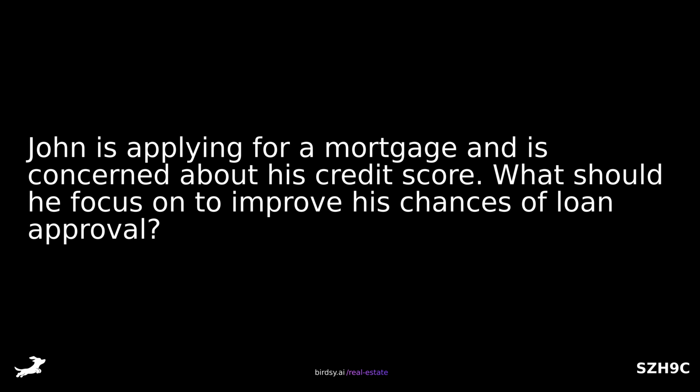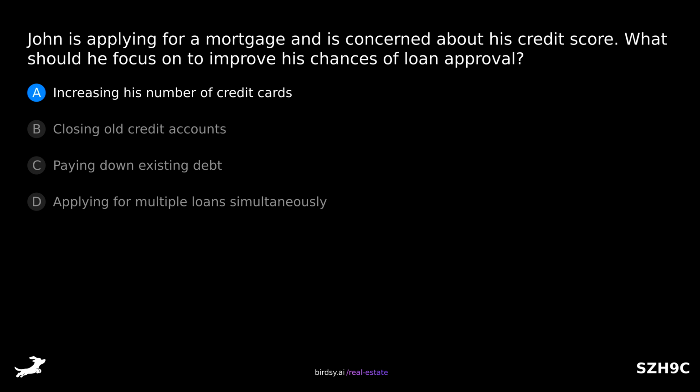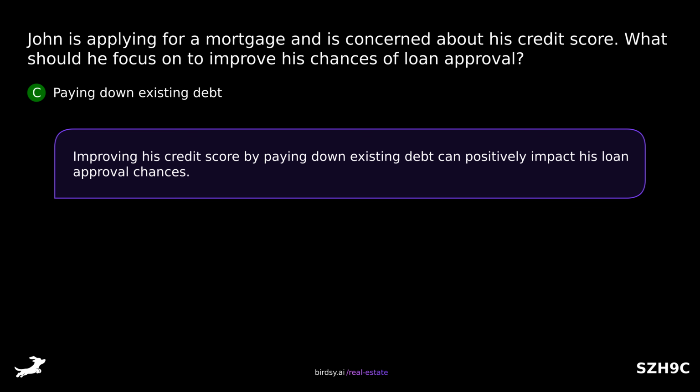John is applying for a mortgage and is concerned about his credit score. What should he focus on to improve his chances of loan approval? Is it A, increasing his number of credit cards? B, closing old credit accounts? C, paying down existing debt? Or D, applying for multiple loans simultaneously? The answer is C, paying down existing debt. Improving his credit score by paying down existing debt can positively impact his loan approval chances.